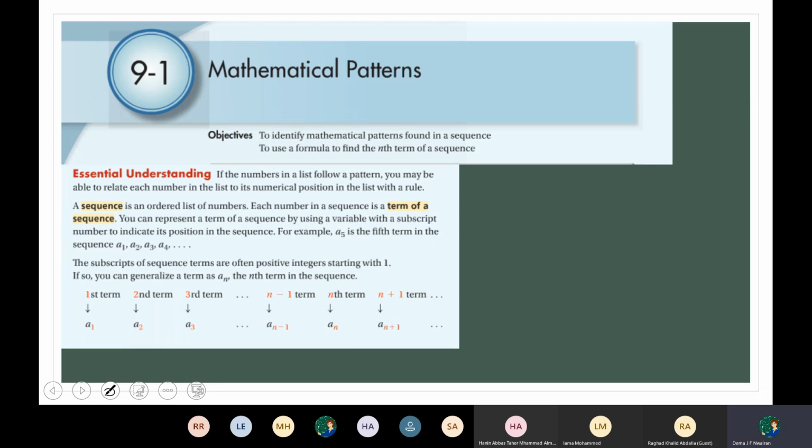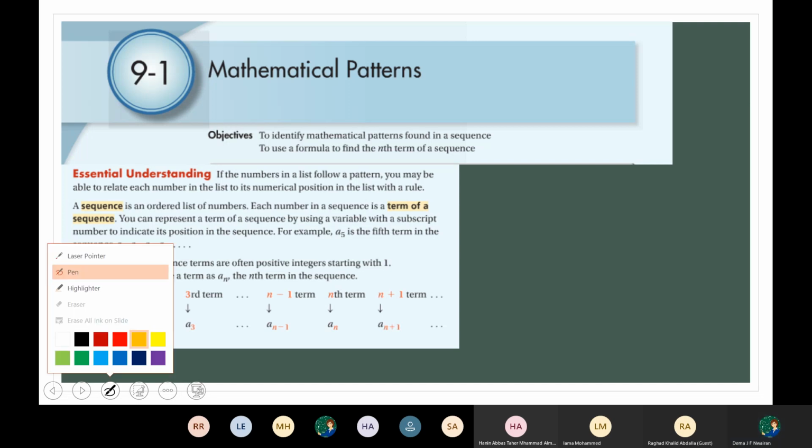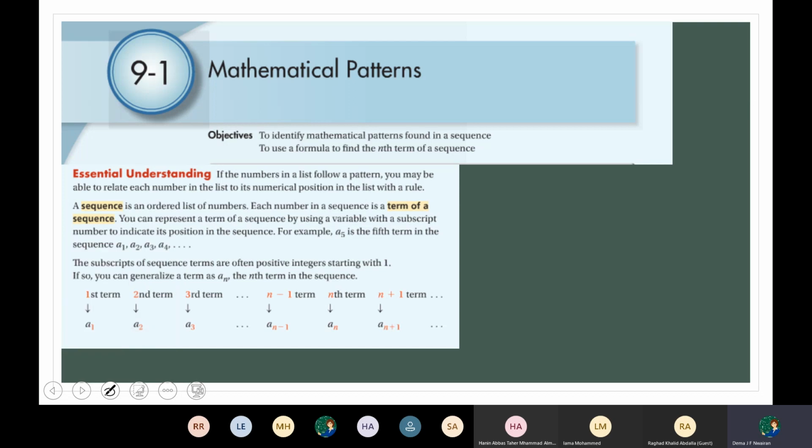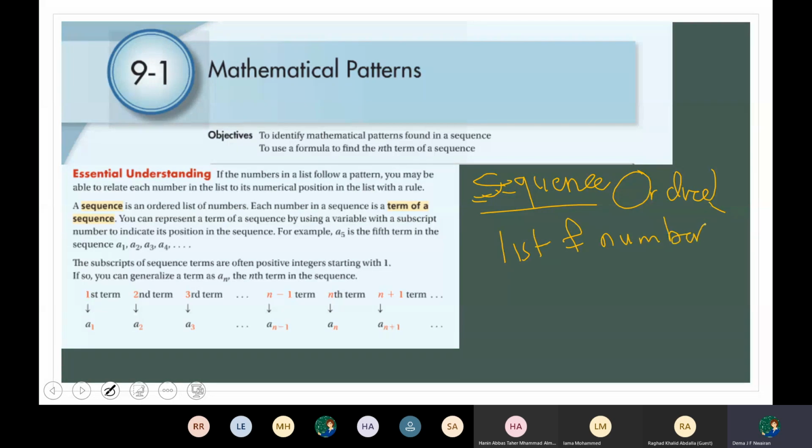Now, here we know that there's something we call a sequence. Did you see what I wrote? Yes. Okay, so we are talking about the sequence. A sequence is an ordered list of numbers. Here we have a list of numbers, but this list of numbers is ordered. We name it as a sequence.